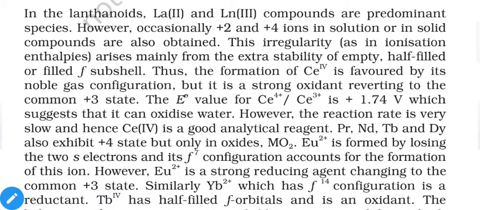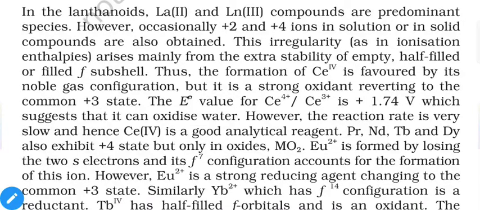Praseodymium, neodymium, terbium and dysprosium also exhibit the +4 state, but only in oxides, MO2. Europium +2 is formed by losing 2 s electrons, and its f7 configuration accounts for the formation of this ion. However, Eu2+ is a strong reducing agent, changing to the common +3 state. Similar to it, Yb2+, which has f14 configuration, is a reductant.